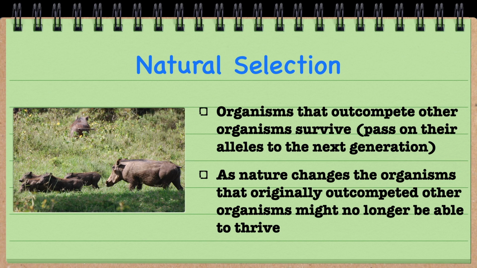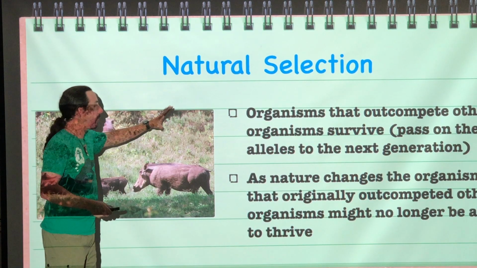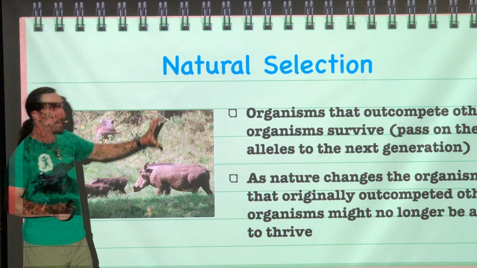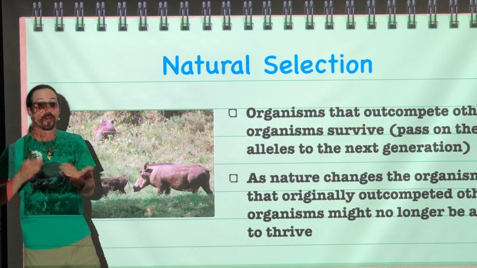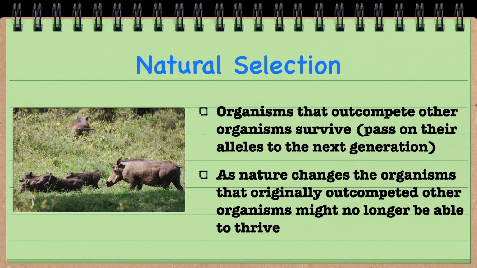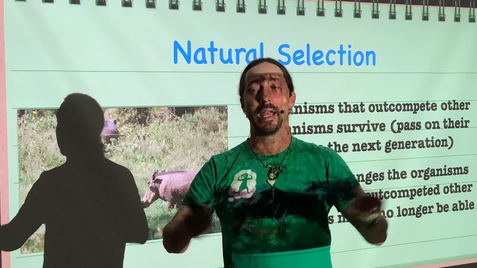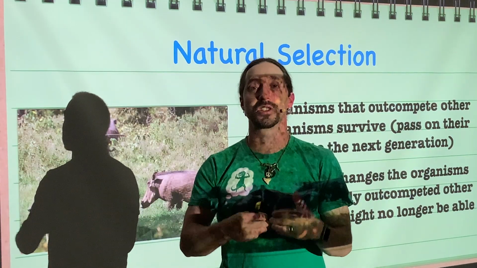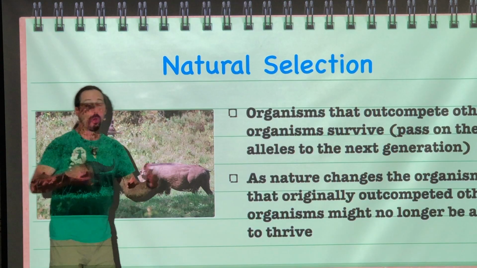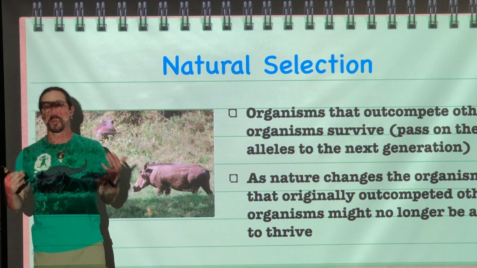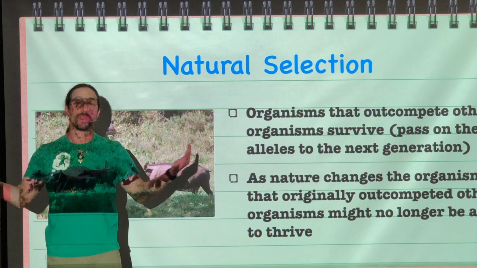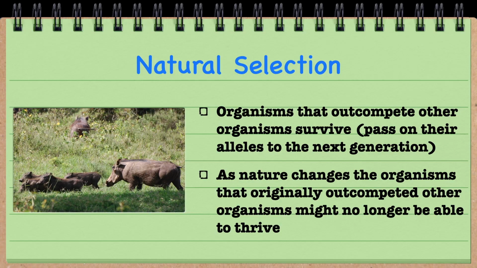Continuing on with a little overview of natural selection, remember that organisms that outcompete other organisms are going to be the ones that survive. The organisms that are outcompeting other organisms are able to pass on their alleles to the next generation because they are able to reproduce. They have made it. They are the organisms that are surviving and doing well. Organisms that are not able to outcompete other organisms are going to then not be able to pass on their alleles, and their alleles will disappear.